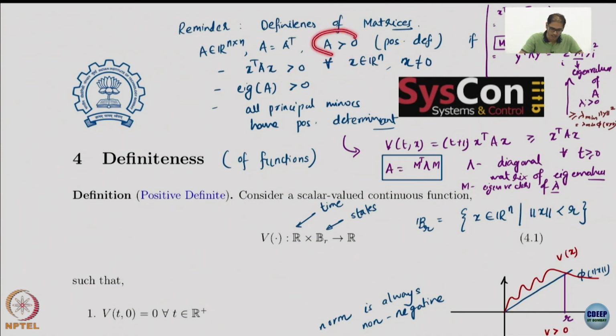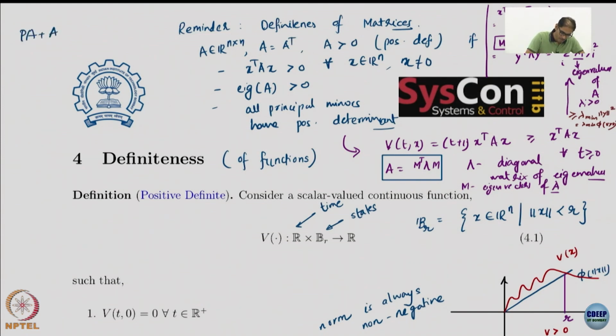So whenever I use this notation A greater than 0, I am saying that the matrix is positive definite. You also know that the quadratic form is always positive for non-zero x, the eigenvalues of A are always positive, and all principal minors have positive determinant. We exactly looked at these three characterizations of positive definiteness of matrices. Now we want to generalize positive definiteness of matrices to functions, because those of you who had exposure to internal stability for linear systems know that you use something like the Lyapunov equation, and the Lyapunov equation essentially looks like what?